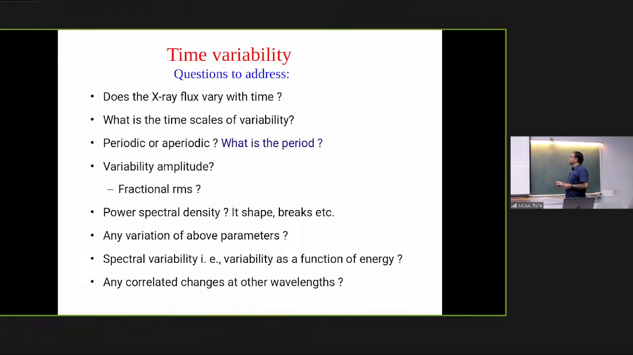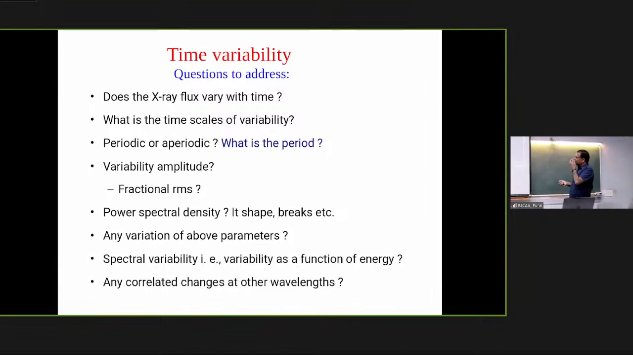And of course, any variation of the parameters, for example the period changing, or the fractional RMS changing, or the power spectral density changing. If you have any oscillations, a peak with some width, whether that is changing. All this kind of thing will give us very important information.